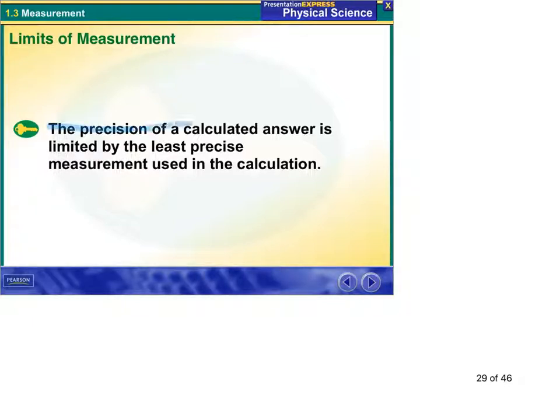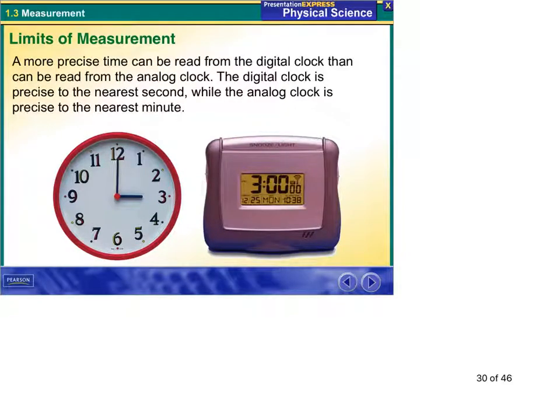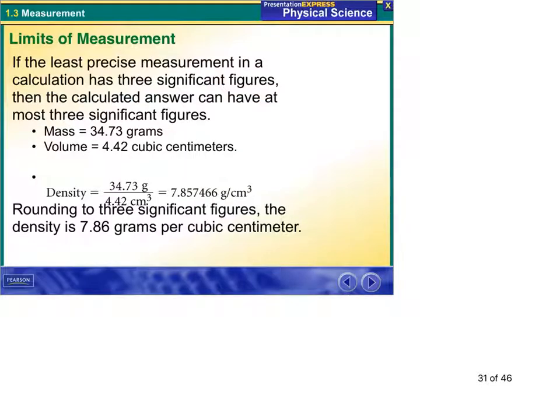Our key here: the precision of a calculated answer is limited by the least precise measurement used in the calculation. So, here are a couple of different clocks. A digital clock is precise to the nearest second, so we know this is precise to the nearest second, while the analog clock is precise to the nearest minute. So the digital clock is a more precise measuring instrument.